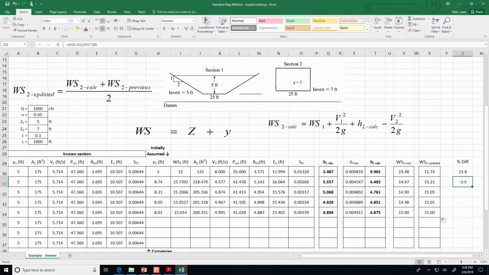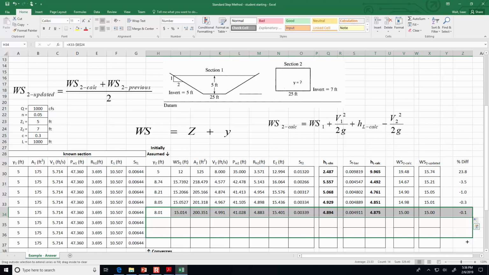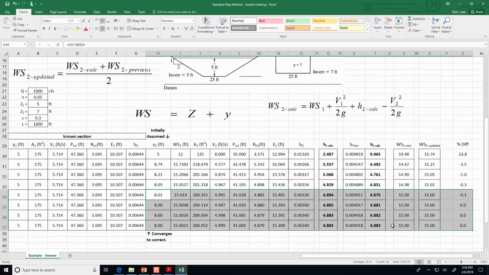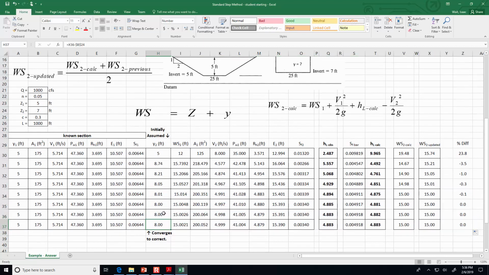And I'll calculate the percent difference. And it's not changing anymore. From iteration to iteration, if I continue another 3, then it converges, which means that the answer isn't changing anymore. So what we know is that the water depth is going to be 8 feet, and the water surface elevation will be 15 at that location upstream.